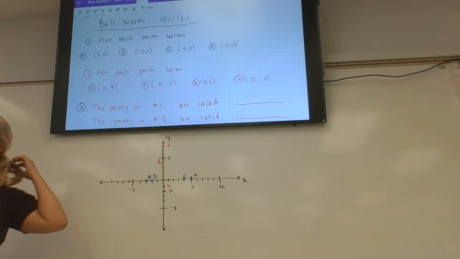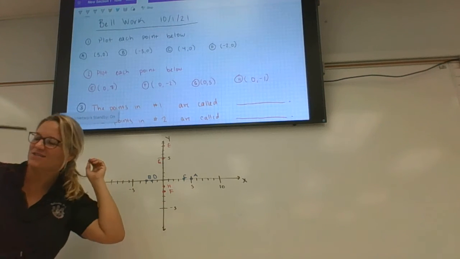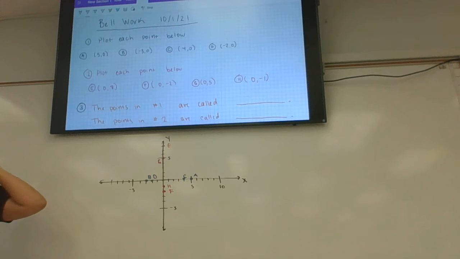They're on the x-axis. X values. That's not it. Ordered pairs. Domain. Let me write it. I'm just going to write it for you. Maybe you haven't heard it before.